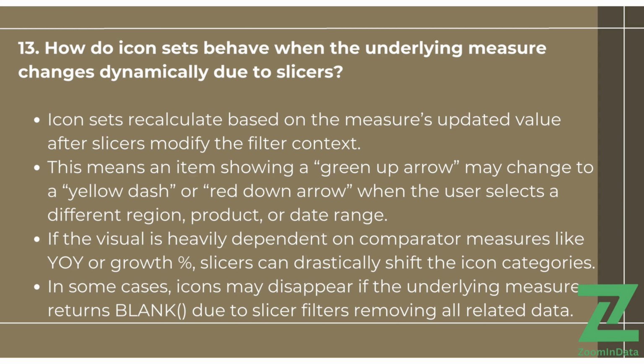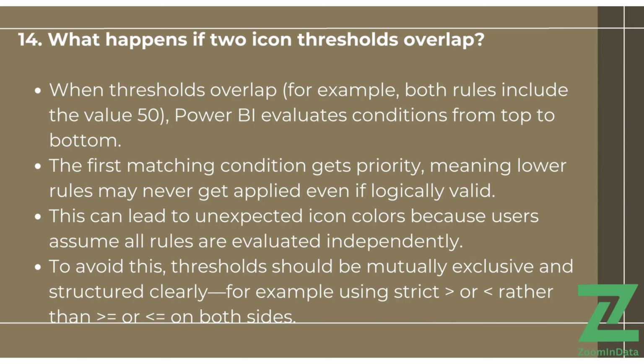If the visual is heavily dependent on comparator measures like year-over-year or growth percentage, slicers can drastically shift the icon categories. In some cases, icons may disappear if the underlying measure returns blank due to slicer filters removing all related data. 14th question. What happens if two icon thresholds overlap?